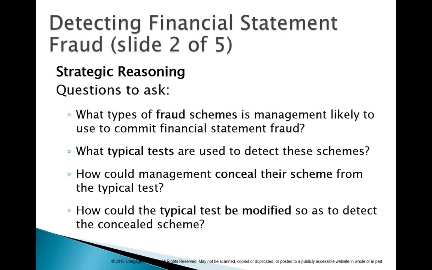Being less predictable makes it more difficult for management to conceal the fraud, because as part of their concealment, they're trying to guess what their auditors are going to do and the tests they're going to perform. And the more unpredictable that you can be, the more likely that you're going to catch them in their fraud scheme.